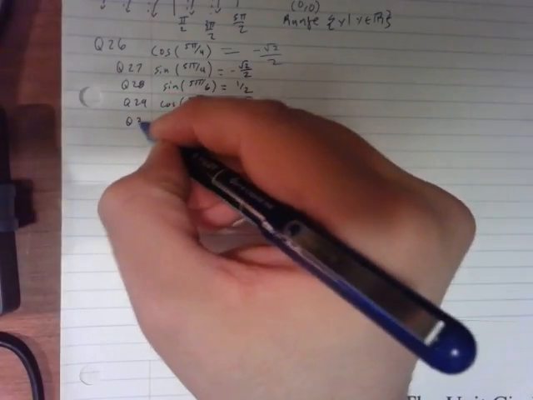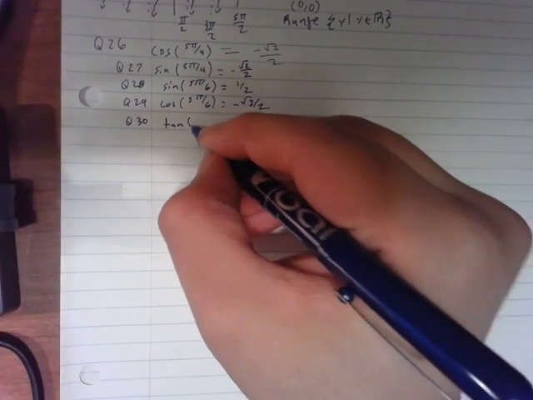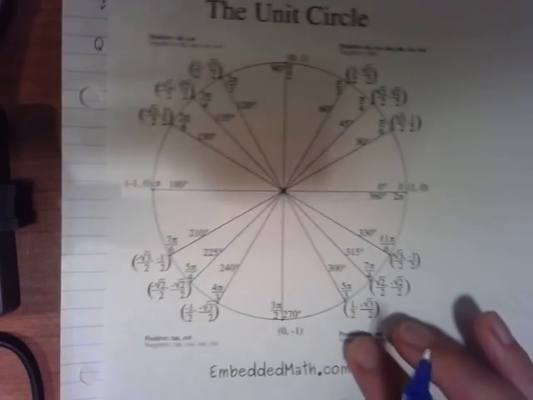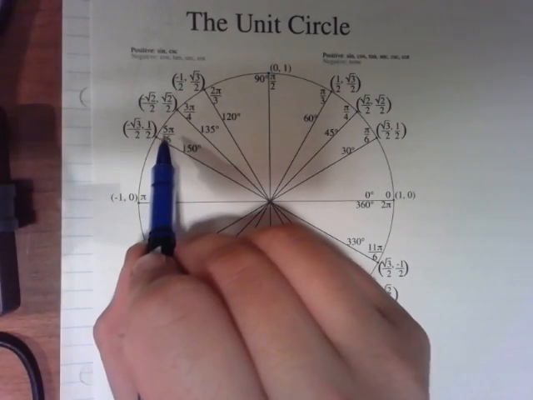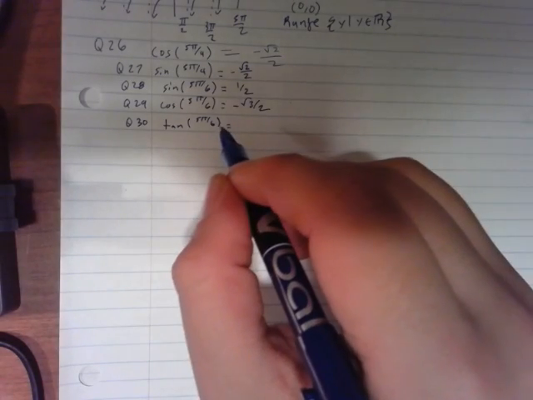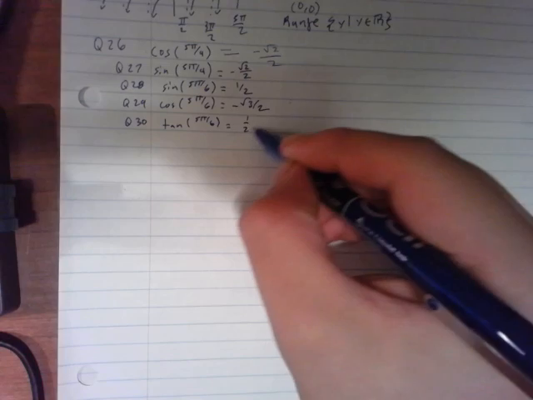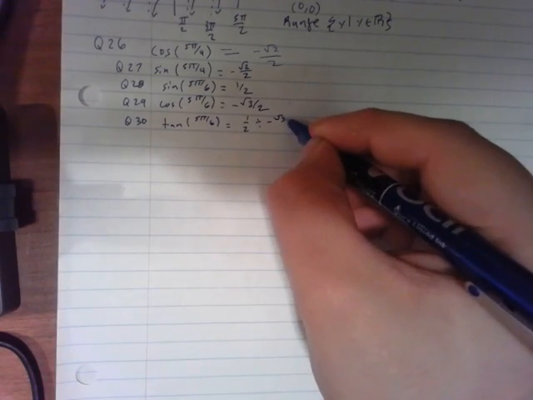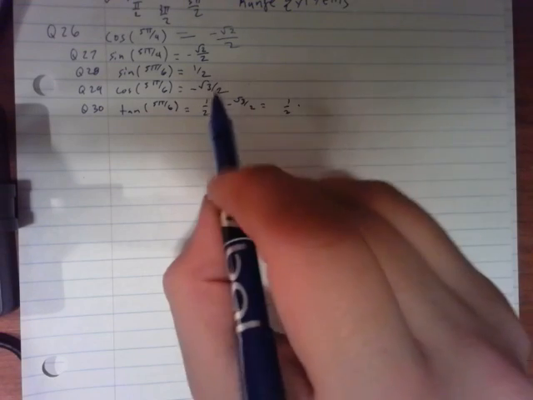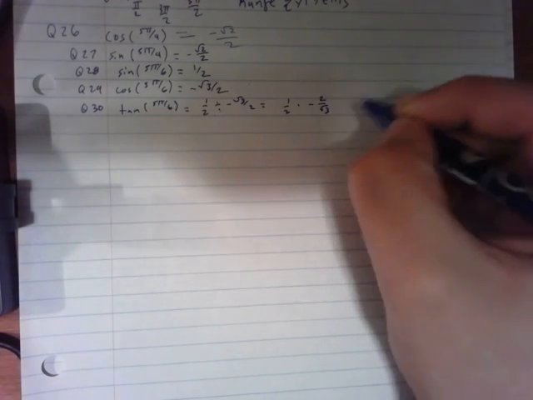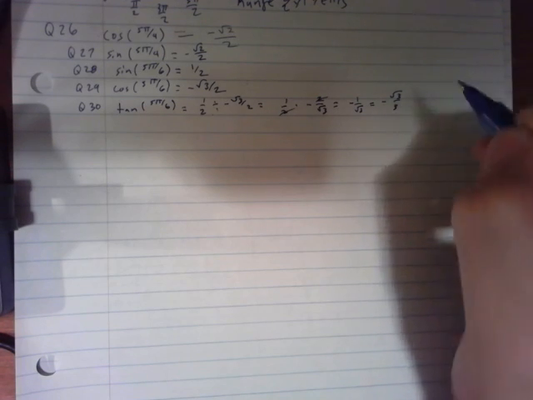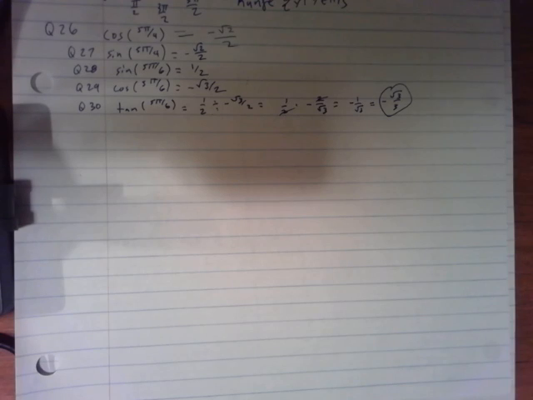Now question 30. This one is tangent of 5 pi over 6. To do this, we can use the unit circle. Remember, tangent is sine divided by cosine. Here's 5 pi over 6. Our sine is 1/2 and our cosine is negative root 3 over 2. So we have to do sine over cosine. That's important. So it's going to be 1/2 divided by negative root 3 over 2. We can convert this into 1/2 times negative 2 over root 3, so elementary fractions here. This cancels, that cancels, so then we get negative 1 over root 3, which is also negative root 3 over 3, simplifying the radical.